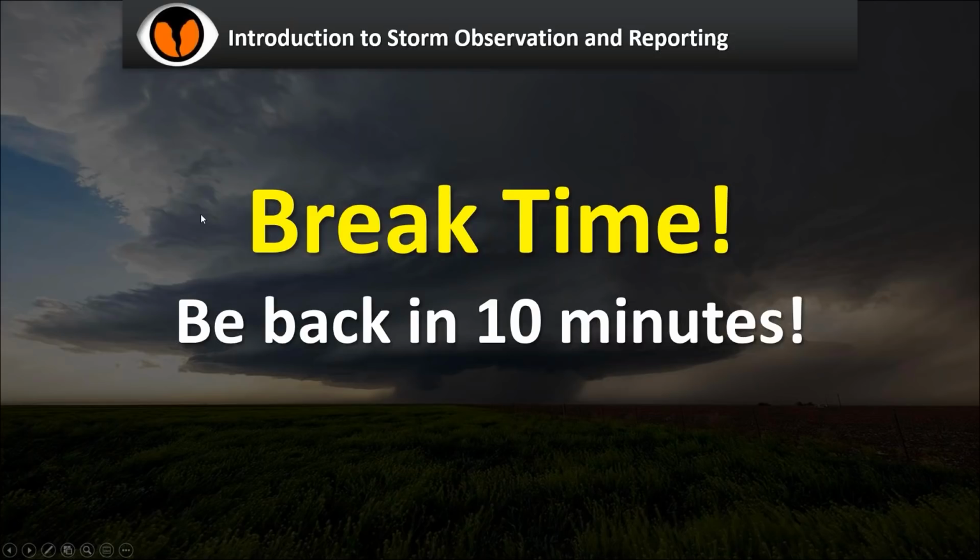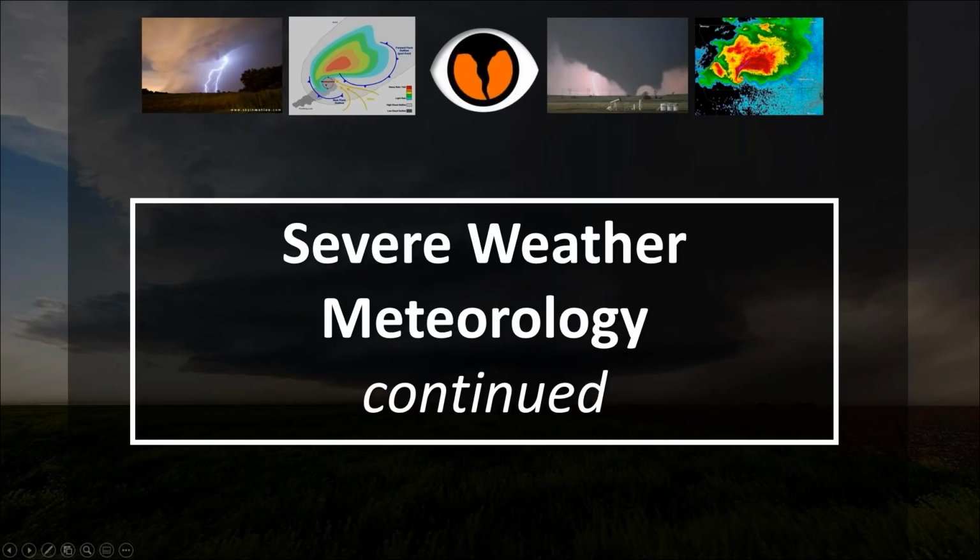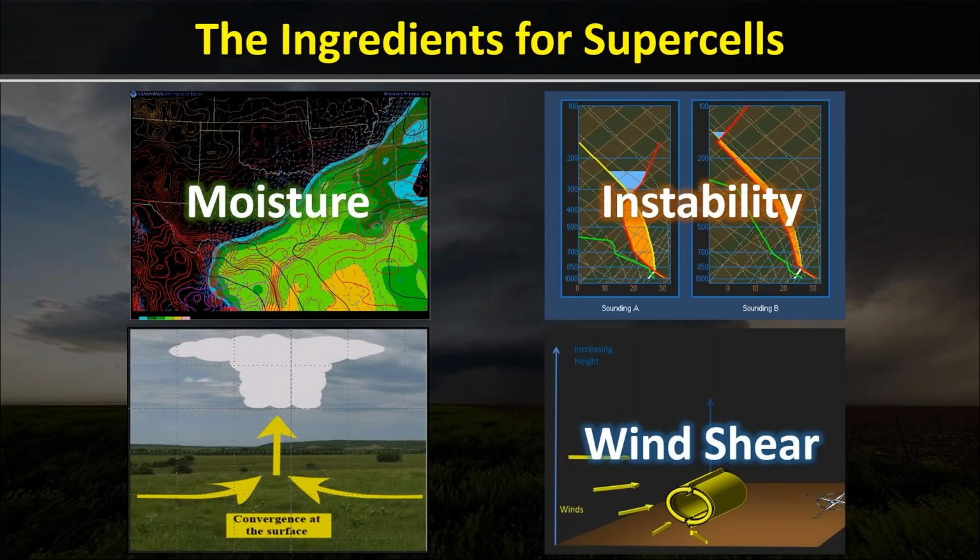All right. Welcome back, everyone. So we are halfway through our 4 severe weather parameters that we like to focus on when we are trying to forecast supercell thunderstorms. So we've already looked at moisture and instability, and the other 2 are lift and wind shear. So let's start with lift.